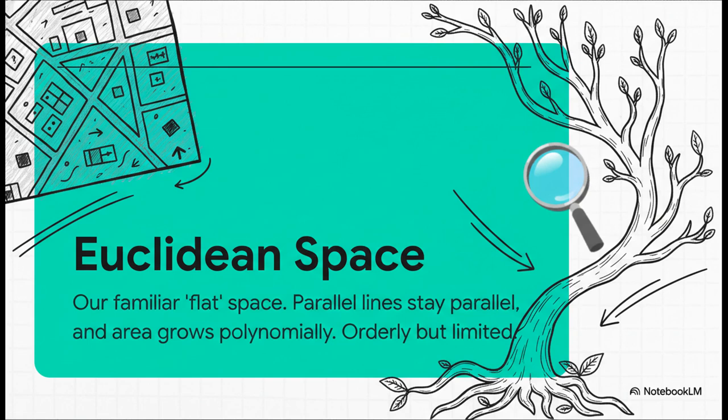This is the space we all learned about in school, right? The world of grids and straight lines. It's perfect for mapping out a city. But like we've seen, it's absolutely terrible for mapping out the branches of a tree.